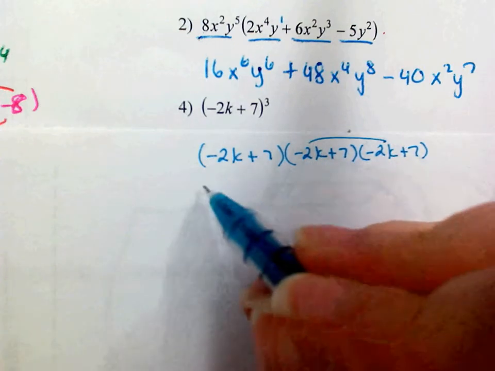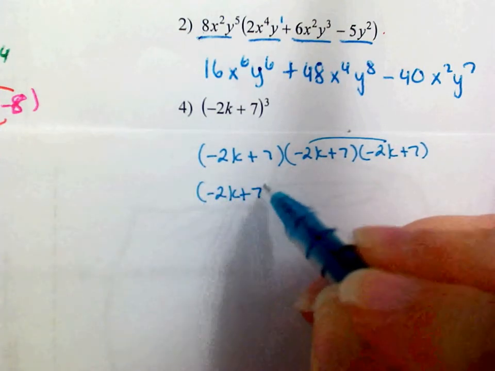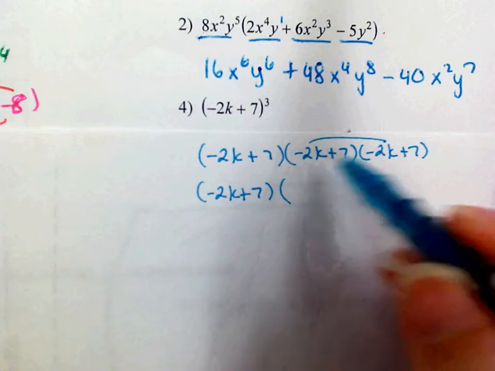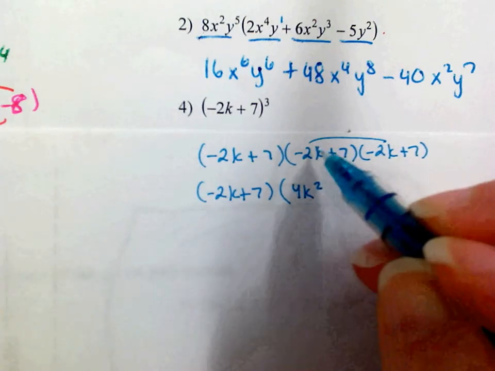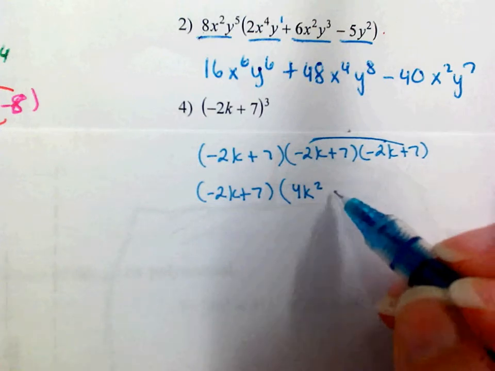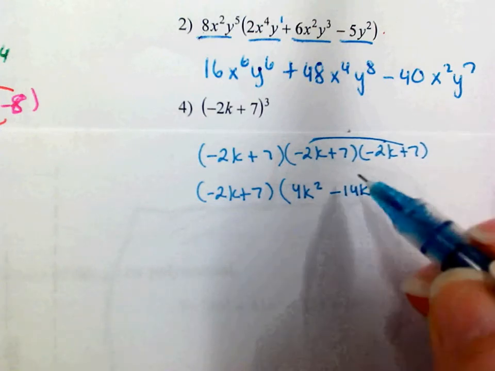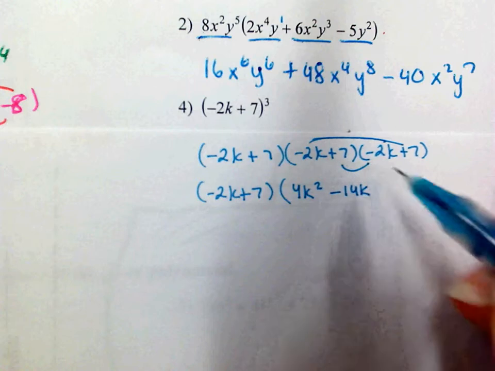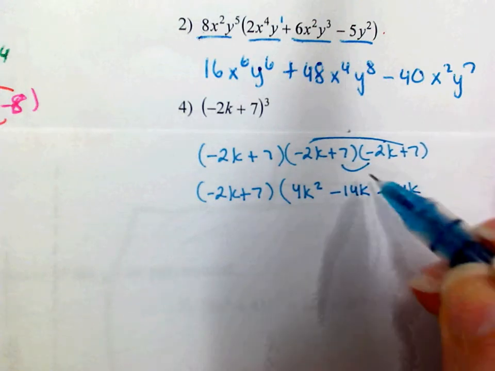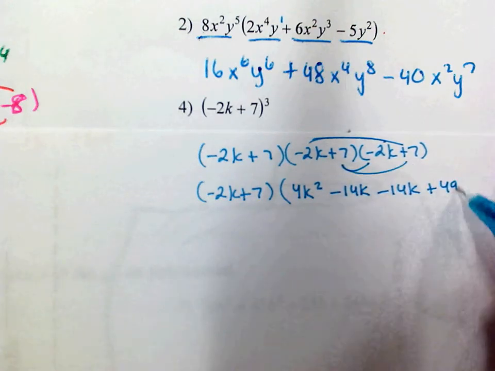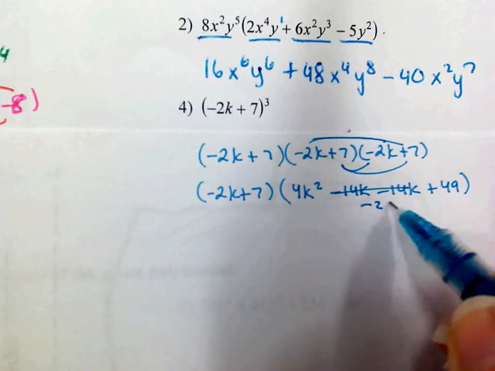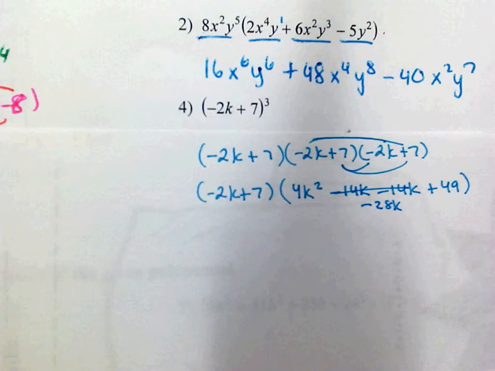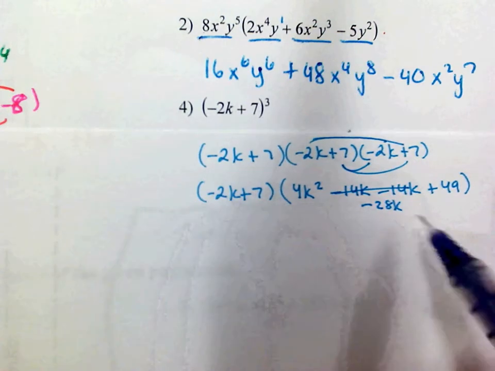So I've got negative 2k plus 7 times. Negative 2k times negative 2k is a positive 4k squared. Negative 2k times 7 is a negative 14k. And then I'm going to distribute 7. 7 times negative 2k is negative 14k, and 7 times 7 is 49. Okay, I can combine these two to negative 28k. So then what I'll do is distribute this to all three of those.